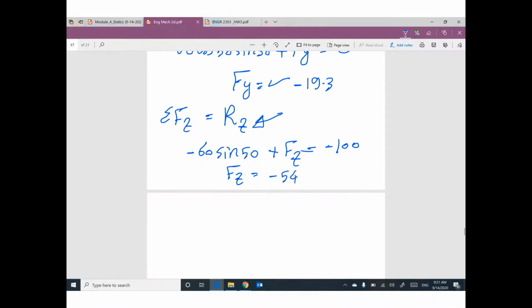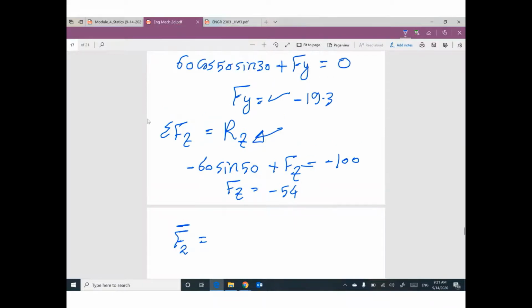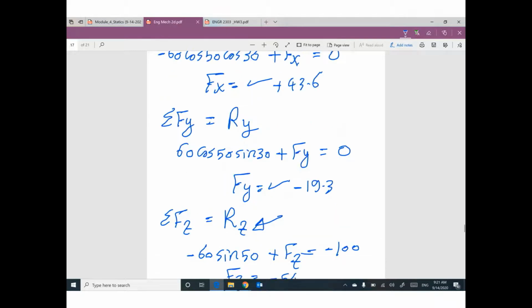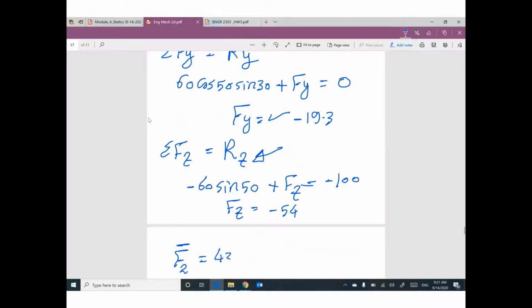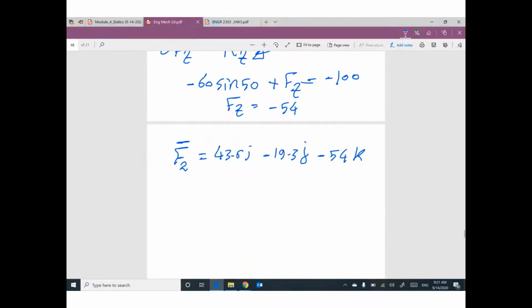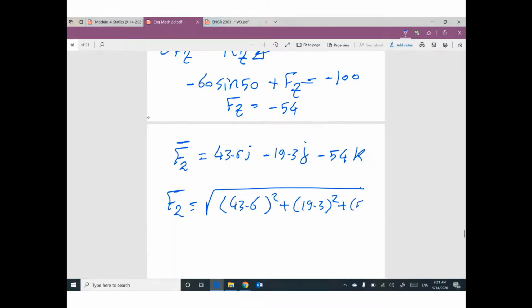So finally, F2 as a vector equal x component 43.6 i, y component negative 19.3 j, z component negative 54 k. If you are looking for F2 as a value, one value equal square root of 43.6 squared, 19.3 squared, 54 squared. So I can figure out F2 as one value, scalar value.